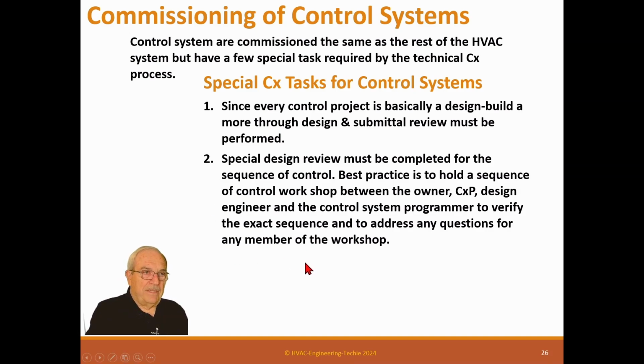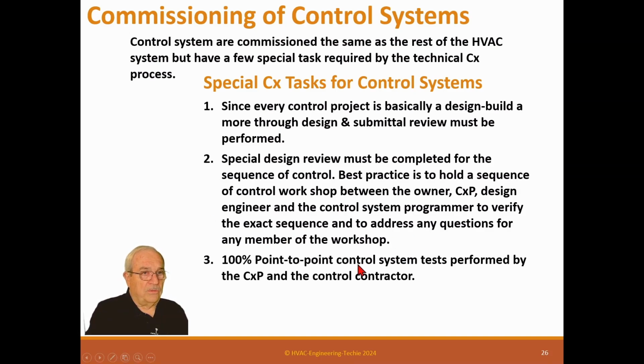But this actually works really well. 100% point-to-point control system test performed by the CxP and the control contractor. Now, when you see this later on, we expect the control contractor to test his loop checks, that he's fully tested the system, his polarity is correct. And you're going to do another point-to-point test as a commissioning test.